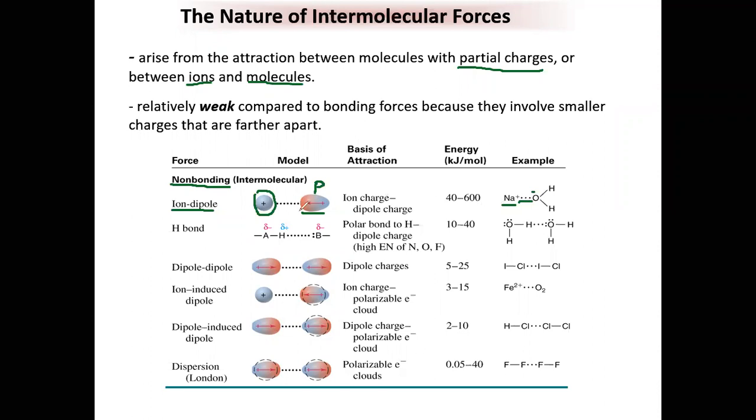So again, ion-dipole is the strongest one. It involves a cation or anion interacting with a polar molecule. So it takes two things for it. So for example, dissolving sodium chloride in water is an ion-dipole interaction.